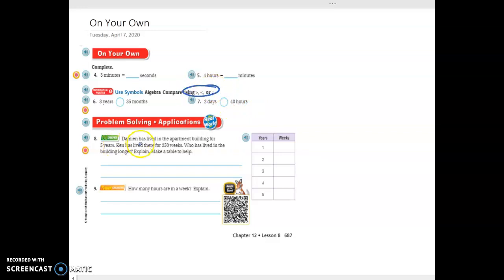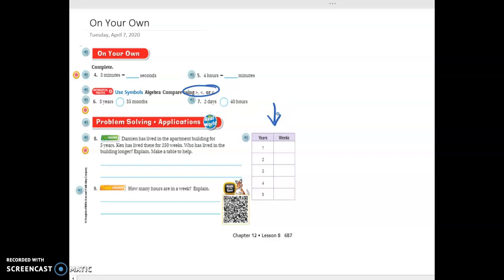Number 8. Damien has lived in the apartment building for 5 years. Ken has lived there for 250 weeks. Who has lived in the building longer? Explain. Make a table to help. They've drawn the table for you, so this is beautiful.